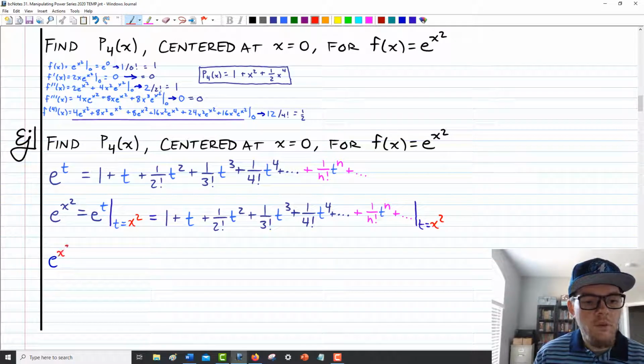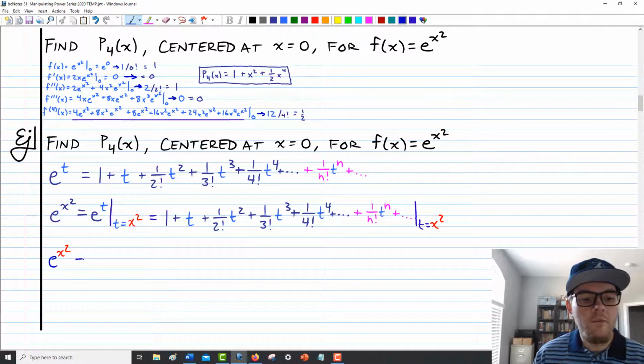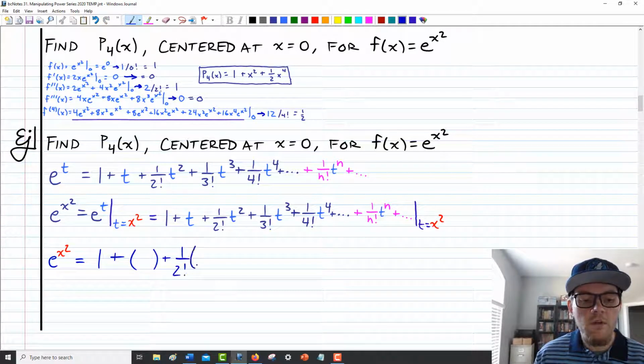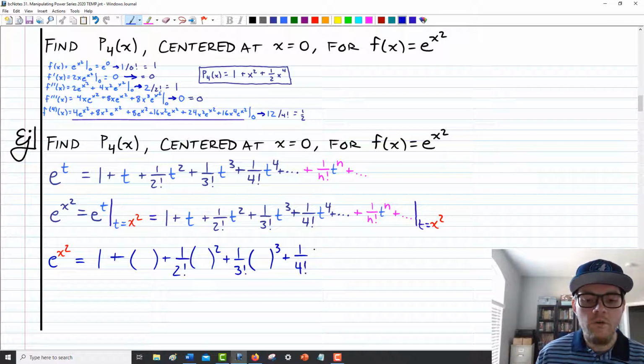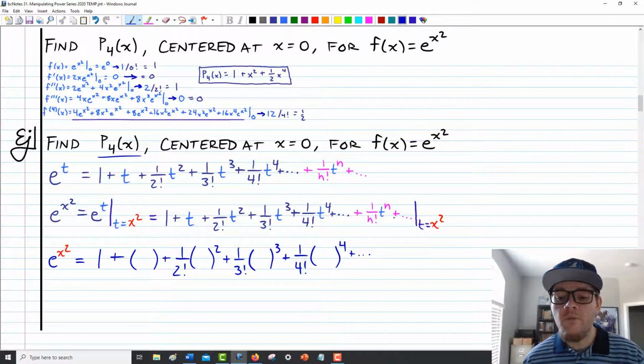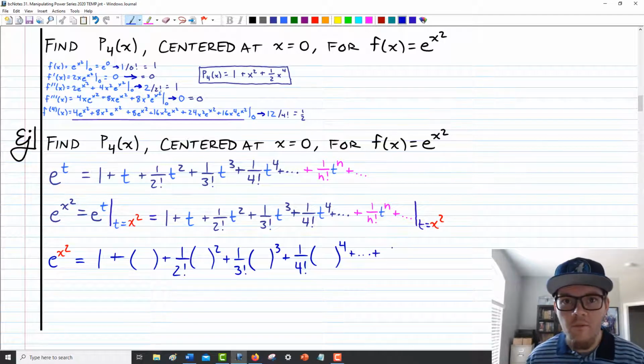We're going to plug in x squareds here. I'm going to try to do this with color as much as possible so it's really visible. According to this, we're going to have 1, then plus t. Where that t was, we're going to plug in x squared in a little bit, so I'll leave some space for that. Then we'll have plus 1 over 2 factorial times t squared plus 1 over 3 factorial times t cubed plus 1 over 4 factorial times t to the 4th. Although we won't need it for this particular problem because we're only asked for p sub 4, I just want to have some p sub 4 in mind.